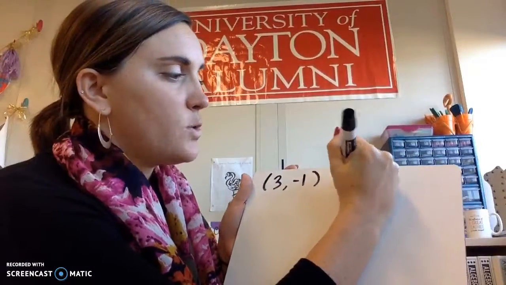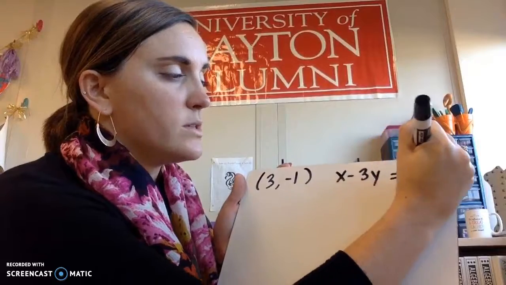All right, we're going to do one more parallel example looking at number 2. So it's going to go through the point 3, negative 1, and it's going to be parallel to x minus 3y equals 9.